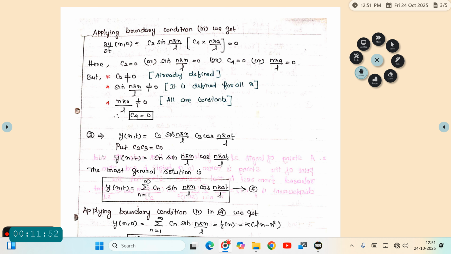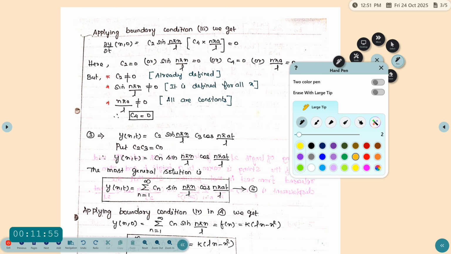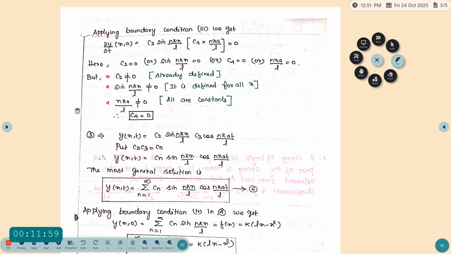Now apply boundary condition 3. In place of t, just substitute 0, and we can get this answer. Then what are the possibilities? Either C2 is 0, or sin n pi x by L is 0, or the term within the bracket C4 is 0, or n pi a by L is 0. Here clearly all are constants, so this is not equal to 0.